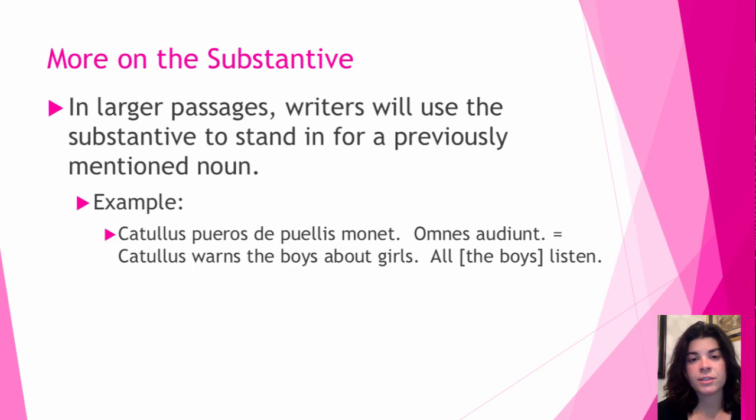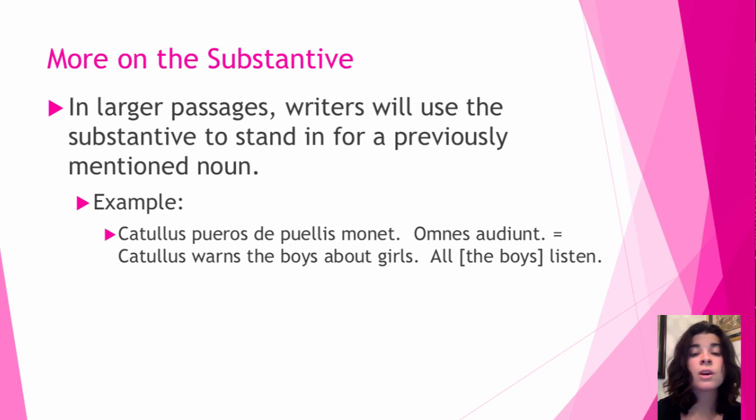In larger passages, we're actually going to see the substantive used to stand in for a previously mentioned noun. So when you have a couple of sentences together, sometimes instead of rewriting the same noun again, you're just going to use the adjective instead. We do this in English a lot as well. So: Catullus pueros de puellis monet, omnes audiunt. Take a look at those two sentences.